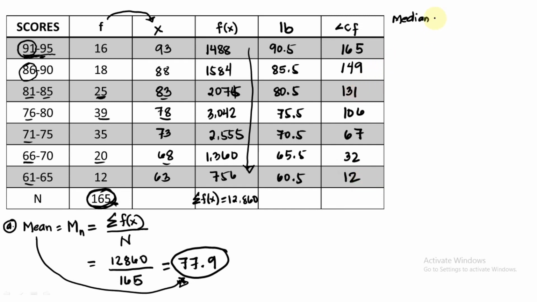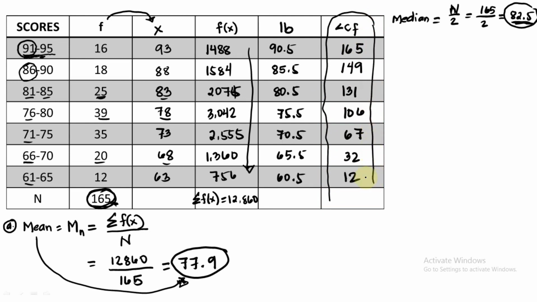To solve for the median, we will first find the value of n over 2. Capital N is the total frequency, 165. We divide that by 2, so that is equivalent to 82.5. Remember, 82.5 is n over 2. Based on the cumulative frequency, where can we find 82.5? We find it in between 67 to 106.